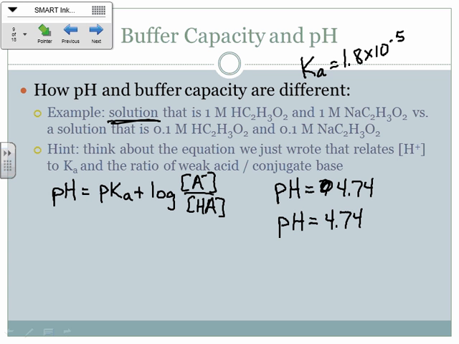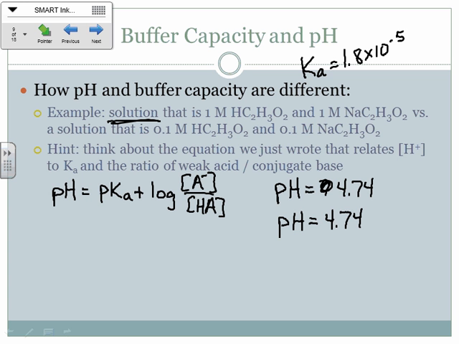Because with the pH of a buffer solution, it's not about the amount, it's about the ratio, right? So because these are both in a 1-to-1 ratio, the pHs are going to be the same. Now, if I ask you this question instead, which one of these is going to have a higher buffer capacity? In other words, which one can I add more acid or base to before the pH starts to change? The first one, because it's got higher concentration of acid and base.